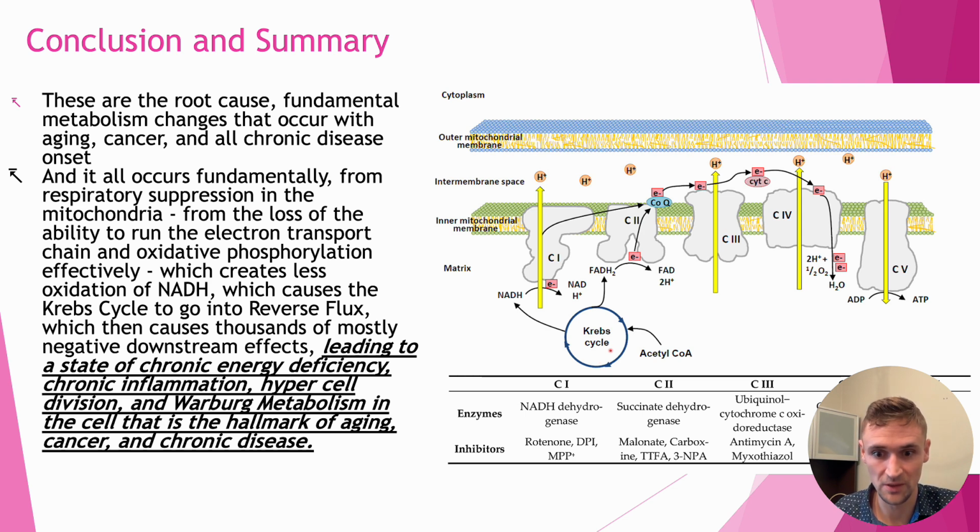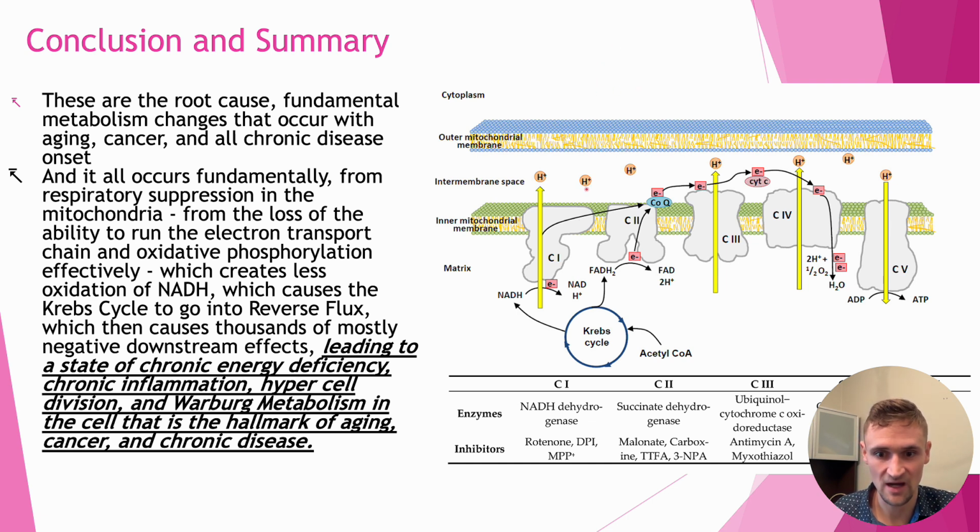That leads to a buildup of all the Krebs cycle intermediates because they're not getting burned up like they normally are. So these things, especially citrate and succinate, actually leak out from the inner mitochondrial matrix into the cytosol. And once in the cytosol, they do things like stabilize HIF1 alpha, which then goes to the nucleus and causes the transcription of thousands of genes, which creates this state of chronic inflammation and hypercell growth.